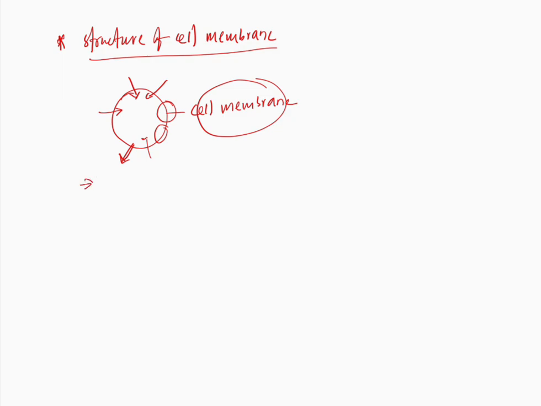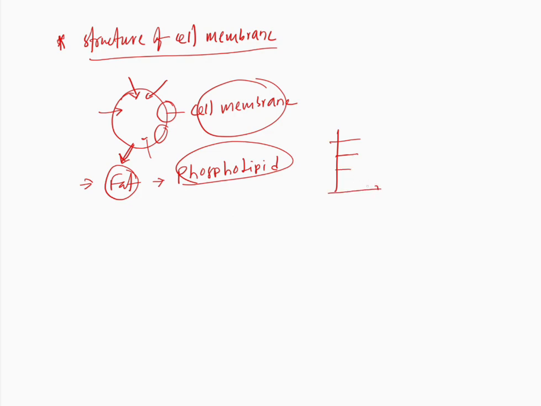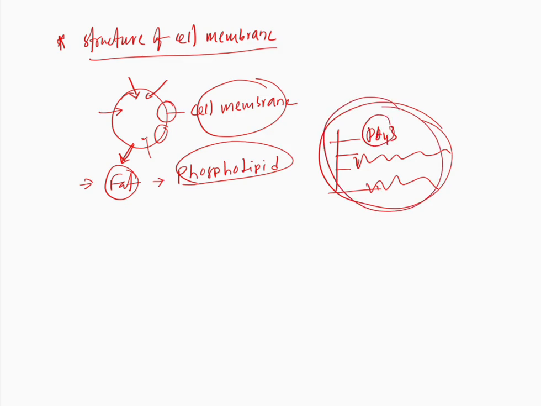Cell membrane is mostly made of fat, more specifically phospholipid. So what is phospholipid? Normally a glycerol molecule and three fatty chains make a triglyceride. But when one of the fatty chains is replaced with a phosphate group, then the phospholipid is formed.